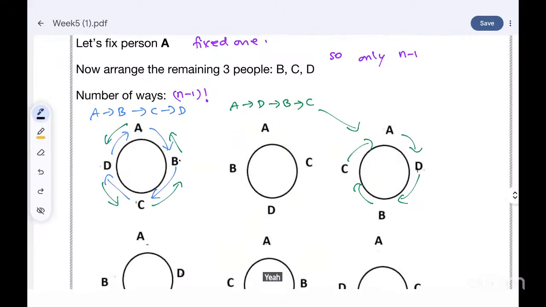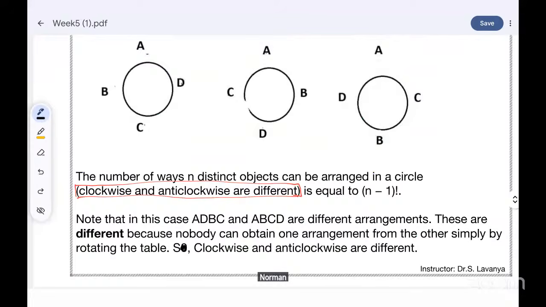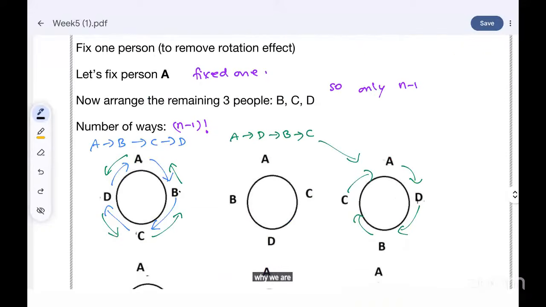Ma'am, in the previous example, why did we not perform a rotation? How are we performing rotation? Okay, so you mean why do we not consider the anti-clockwise and clockwise situation as the same? Is that what you're asking?